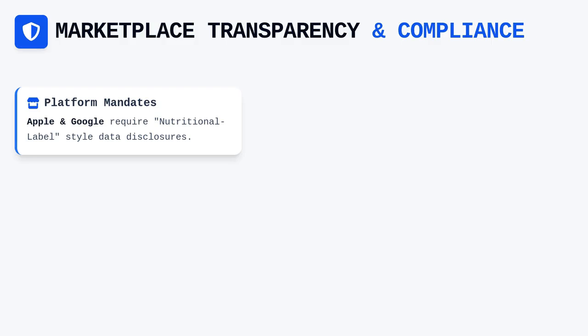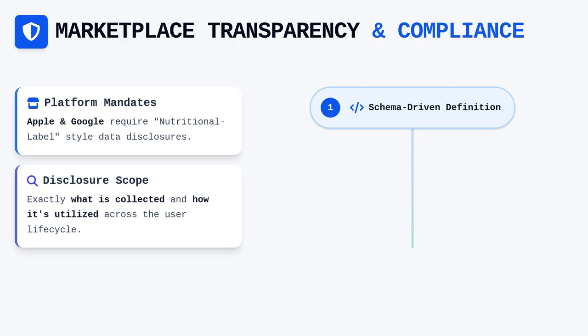Finally, the distribution marketplaces require transparency that must be baked into your build process from the inception. Both Apple and Google mandate nutritional label-style data disclosures that summarize exactly what your application collects and how that information is utilized across the lifecycle of the user interaction.